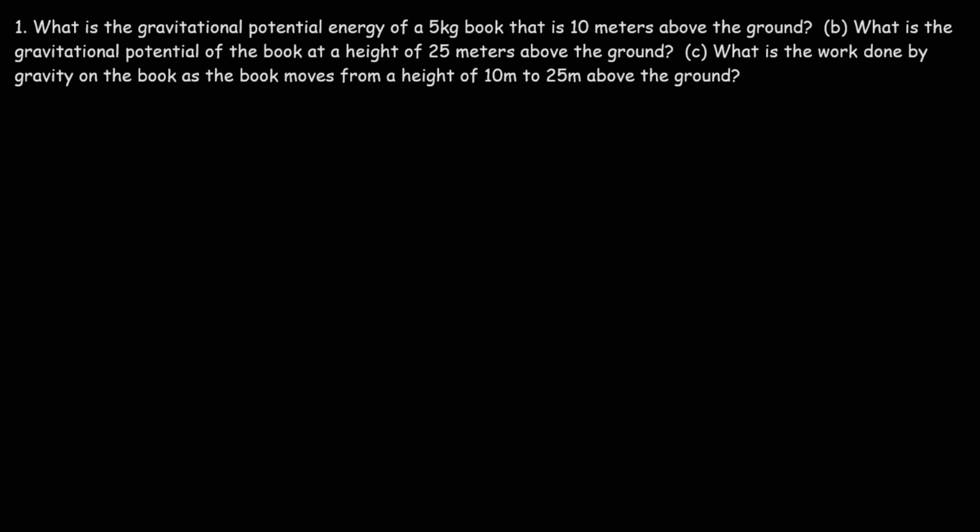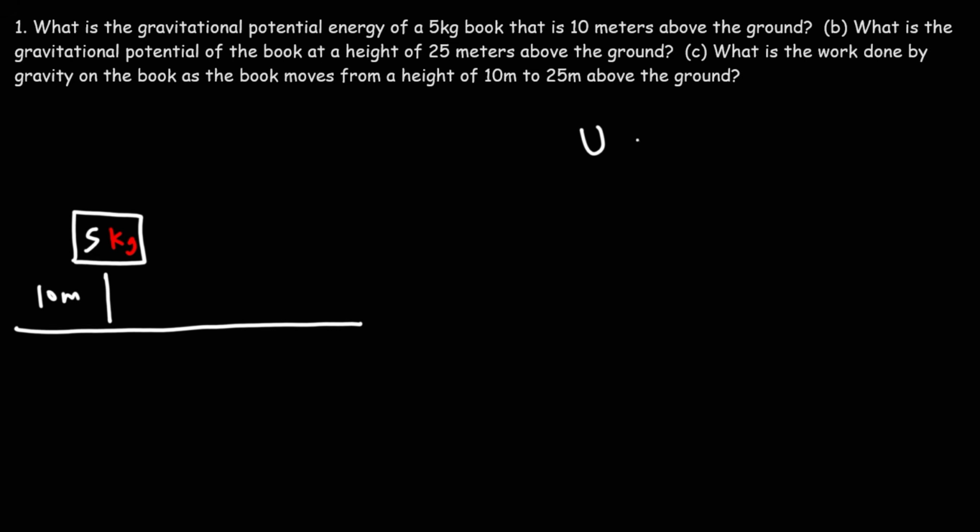Let's work on this problem. What is the gravitational potential energy of a 5 kilogram book that is 10 meters above the ground? So let's say this is the ground level, and here is the 5 kilogram book, and it's at a height of 10 meters.